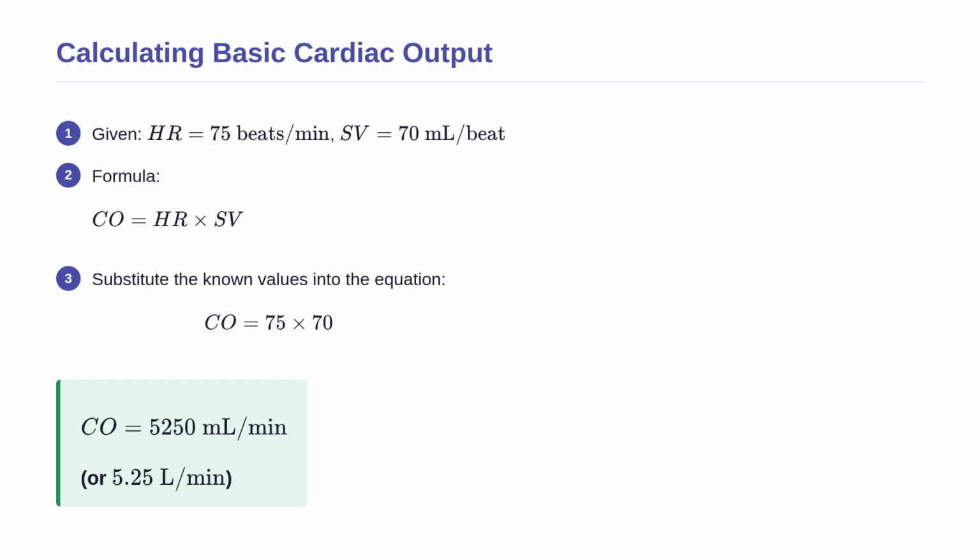We choose our standard formula, CO equals HR times SV, because it directly links these variables. We substitute 75 for the heart rate and 70 for the stroke volume. Multiplying these gives us a final answer of 5,250 milliliters per minute, or 5.25 liters per minute. Physically, this means that in just 1 minute at rest, the heart pumps roughly the entire blood volume of an average adult human body.